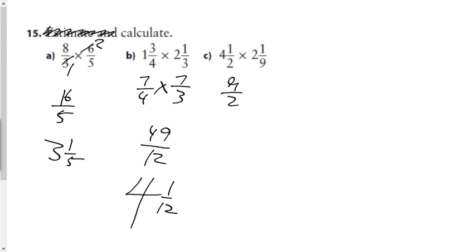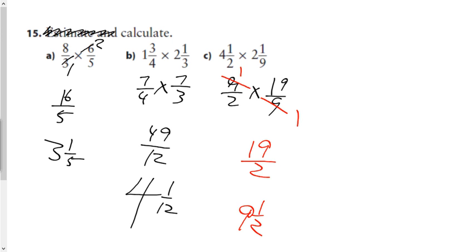And finally, 9 over 2 multiplied by 19 over 9. Oh, what a beautiful cross reduction this is, everybody. 9 over 9 is 1 over 1, which gives you 19 over 2, which is 9 1/2.